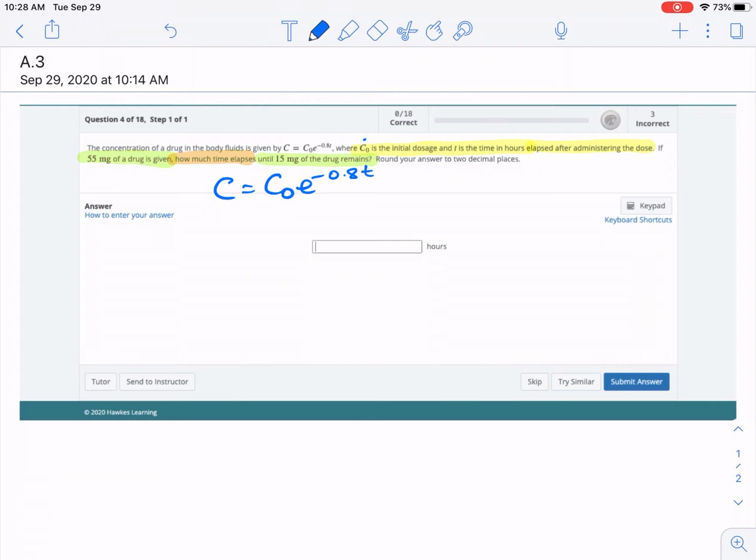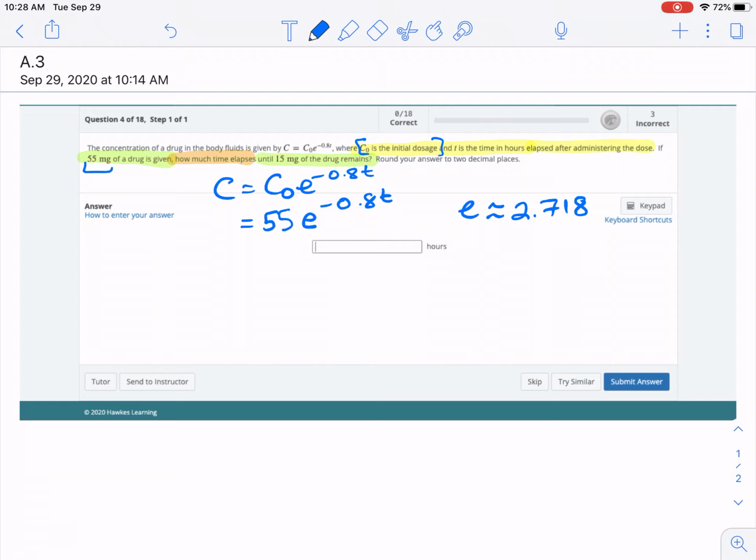So the initial dosage, C sub 0, is the 55 milligrams here. That's what's given. So 55 goes here, e to the negative 0.8t. Now a reminder that e is just a constant, like pi, and it amounts to approximately 2.718. There's a really nice explanation of how we get this number. I leave that to you to look up in your spare time, and hopefully you are also fascinated.